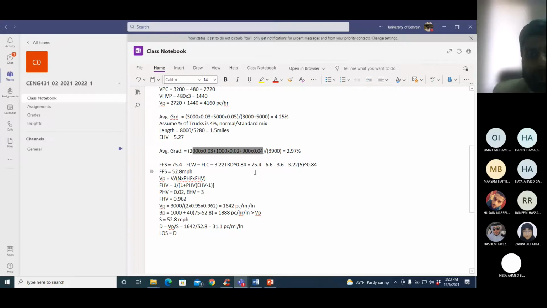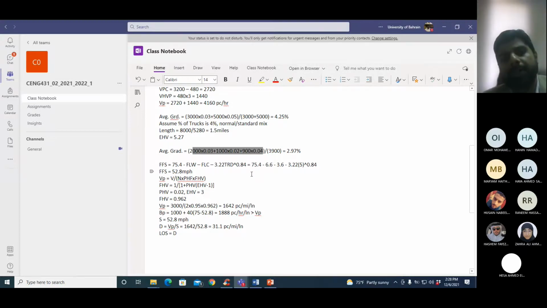In the second example, it was not mentioned, so I just assumed that it was upward. But what will happen if a gradient is downward? What will happen to the average gradient then? If a gradient is downward, then you will put it with a negative sign in the average gradient equation.